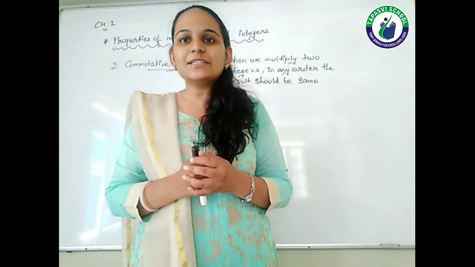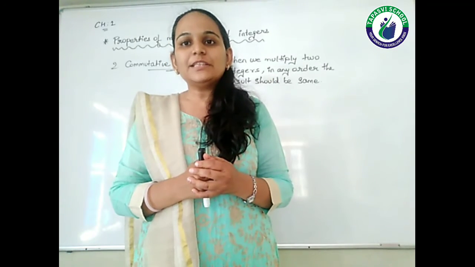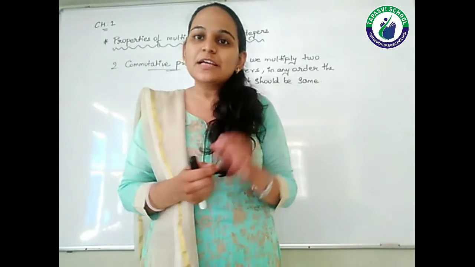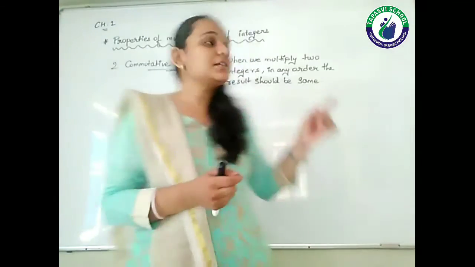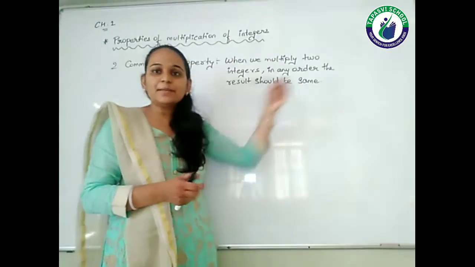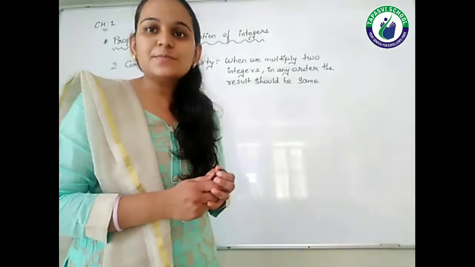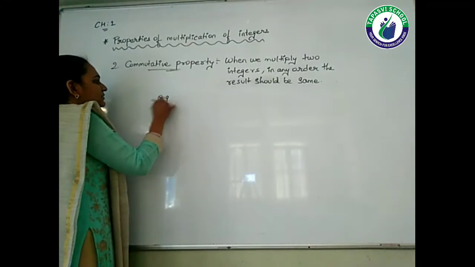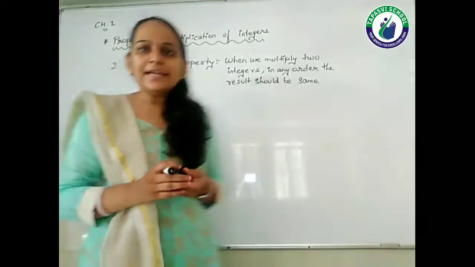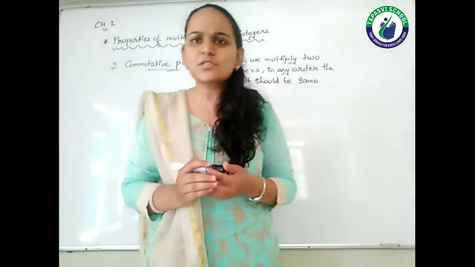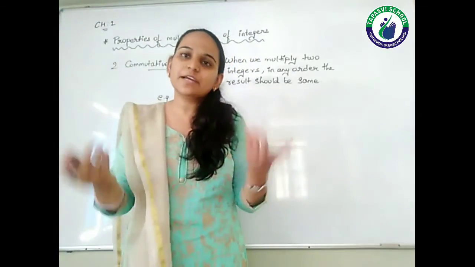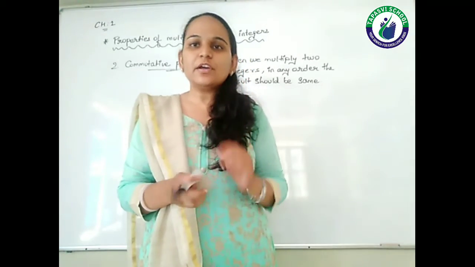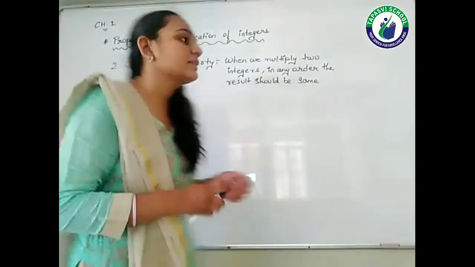This property is saying the same thing, that you take two integers and you multiply them in any order. The result should be the same. So let's see some examples based on it. Students, here you can take a combination of positive positive, positive negative, negative negative. It doesn't matter, but make sure that you have two integers only.